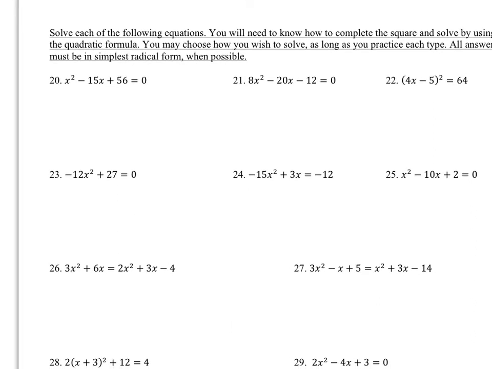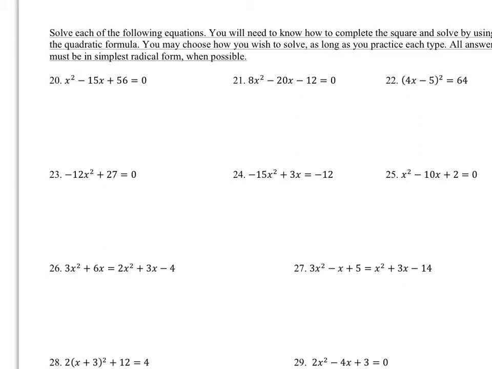These problems, it says solve each of the following equations. You need to know how to complete the square and use the quadratic formula. You may choose how you wish to solve as long as you practice each type. The answer must be in simplest radical form when possible.